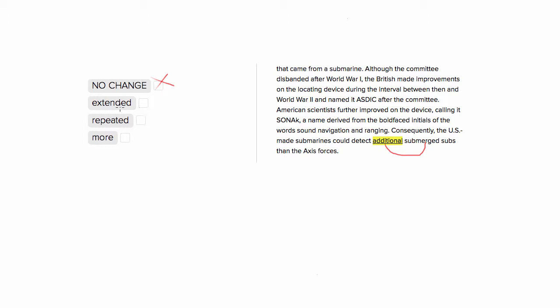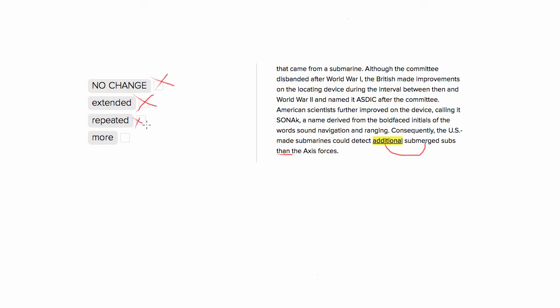Similarly, "extended," which is an adjective, is not going to make sense because we want to use something to compare with this "than," and usually we're going to look for an adverb. So "extended" also doesn't make sense. "Repeated" is similar because it's an adjective, and if we replace it in here, it wouldn't make sense: they could detect repeated submerged subs than the Axis forces.